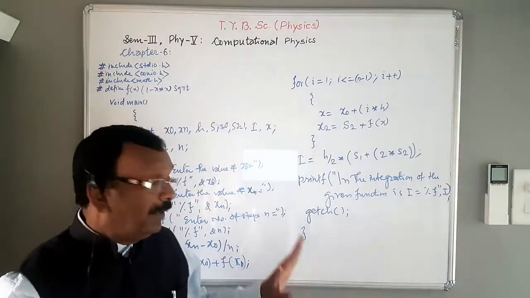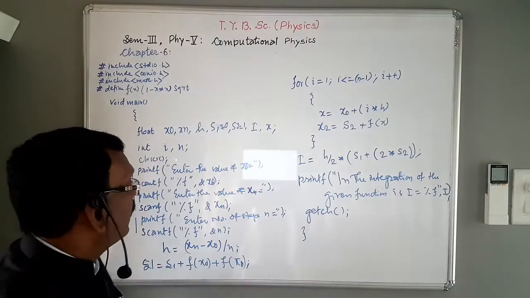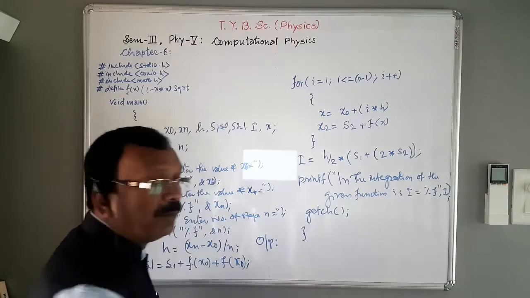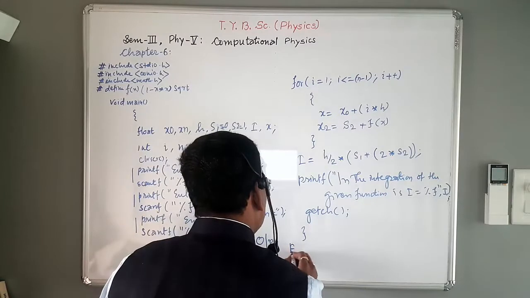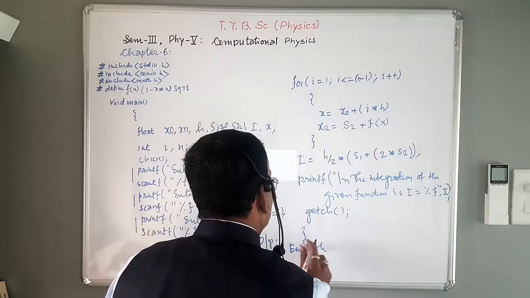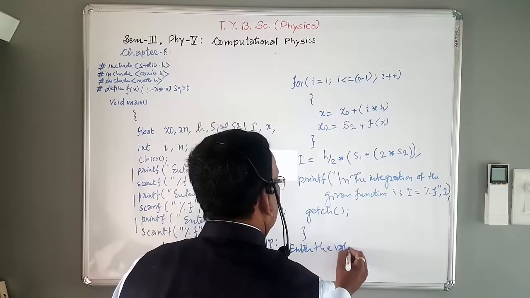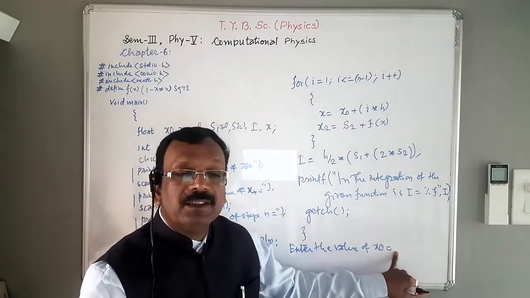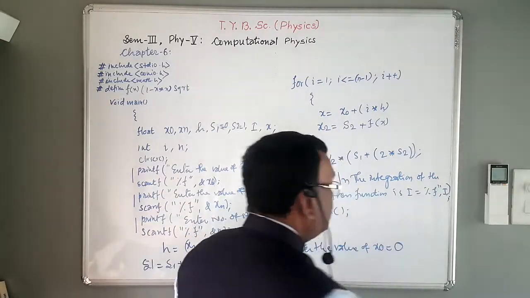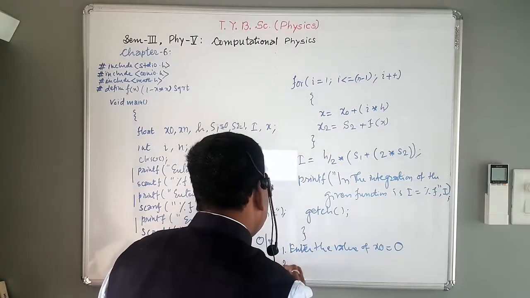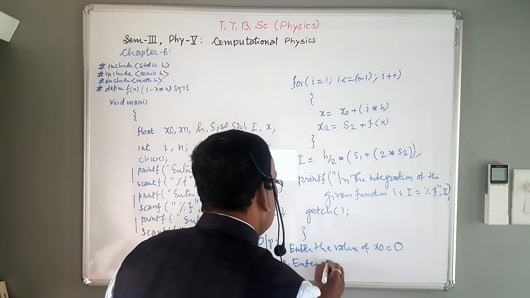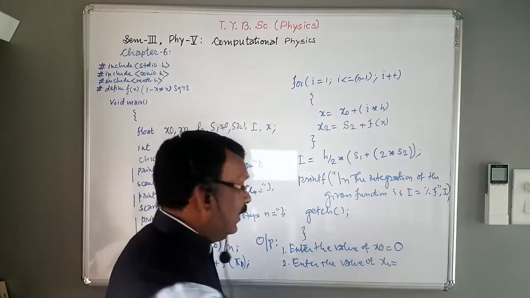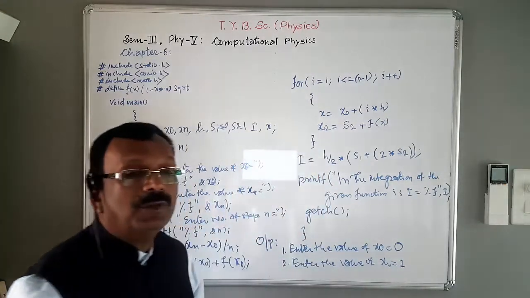When this program is executed, the message displayed as output on the computer screen is like this. The first message displayed on the computer screen: enter the value of x0. Here the cursor blinks. If we type 0, then the second message is displayed like this: enter the value of xn, that is the upper limit. Suppose we provide the value 1.